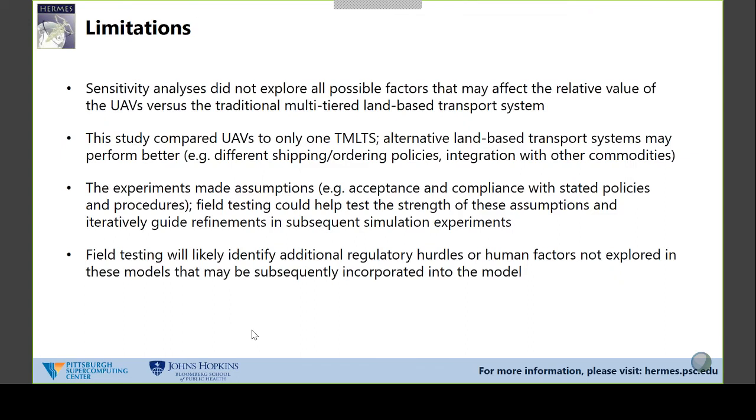So some limitations of this study include the fact that we didn't necessarily vary every factor that could possibly impact whether the UAVs achieve cost savings. We only compared to one traditional land transport system, whereas there may be others that would look better compared to the UAVs. We also made certain assumptions around how well the UAV system might be accepted, whereas in reality there may be challenges around compliance with policies, as well as how much people might accept the idea of having drones flying their vaccines around. But field testing could provide additional data.